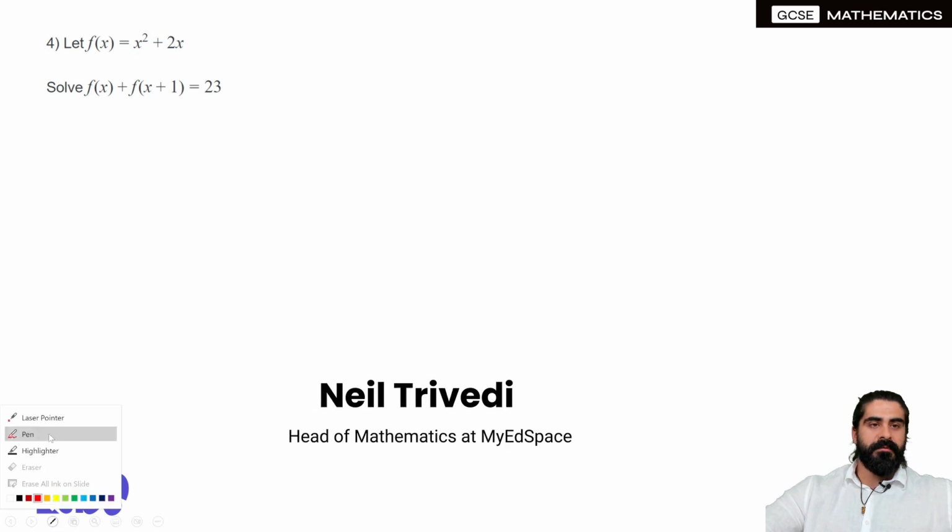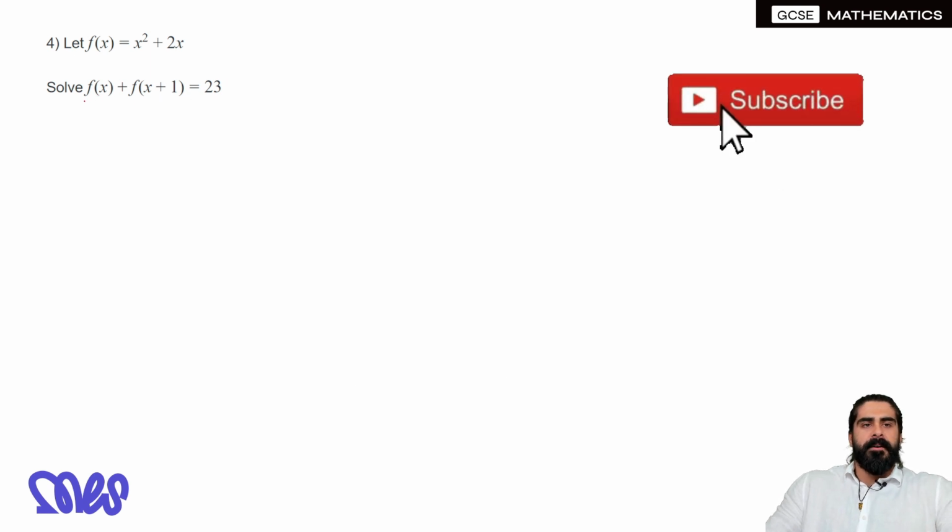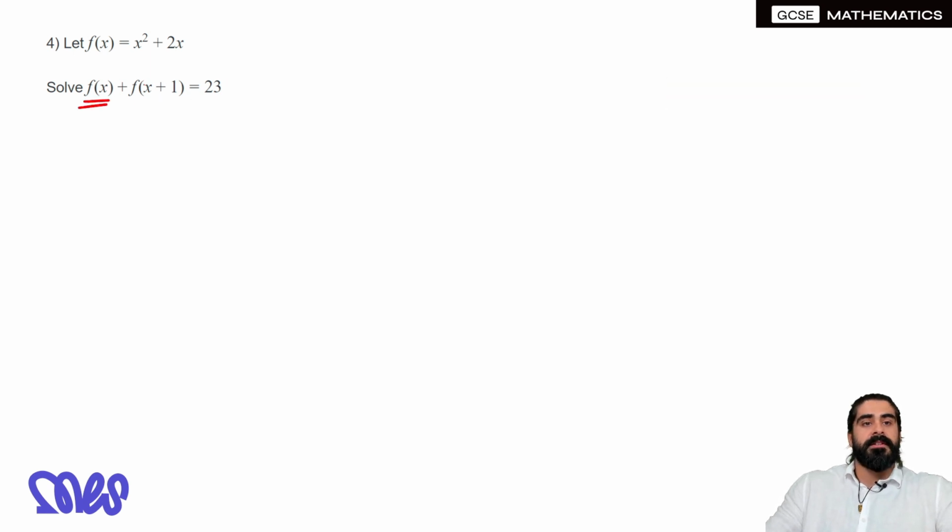Nice question, question 4. f(x) is x squared plus 2x. Solve f(x) plus f(x+1) is 23. Now f(x) is just f(x), nothing needs to change there. We need an expression for f(x+1). What that means is wherever you see x, you're going to replace it with x plus 1.